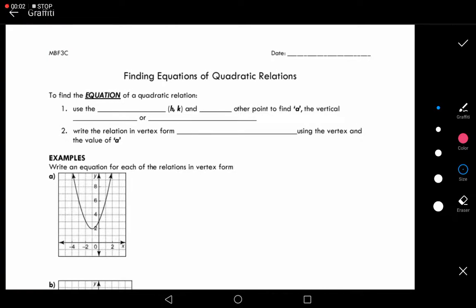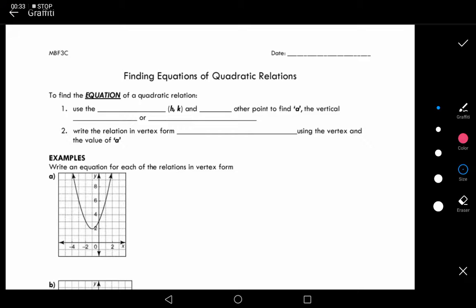This is lesson 8 from unit 2 on finding equations of quadratic relations. So far in this unit, we've looked at parabolas, we've looked at transformations of those parabolas, and in the last lesson, we learned how to graph those parabolas using the step method. So this note will focus on how to find those equations. So given points, given graphs, how we can actually find those equations.